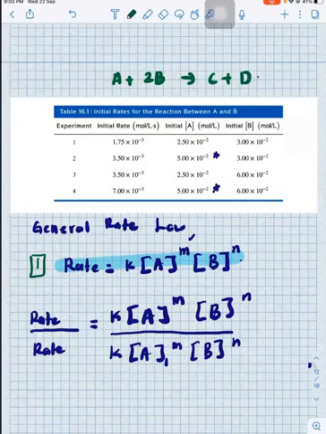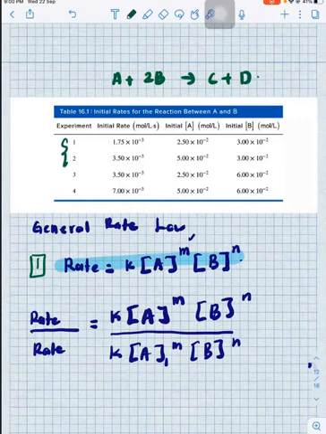So cara dia, under initial rate method ni, by right, kita kena cari dua set of experiment. Sebab tadi kan Mary cakap, kita boleh cari daripada experimental data sahaja. So that's why in Table 16.1 ni, apa yang kita ada adalah 4 set of experimental data. Ada 4 series of experiment. Yang mana contohnya kalau korang tengok dekat experiment 1 and experiment 2.